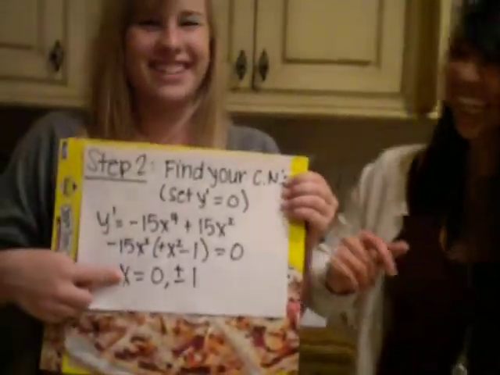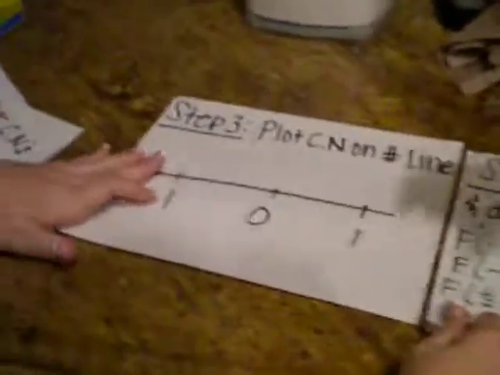Yes. What are these, Felicia? Critical numbers. Okay. Now, Step 3. Step forward because we need to show you these. Come here. Step 3.